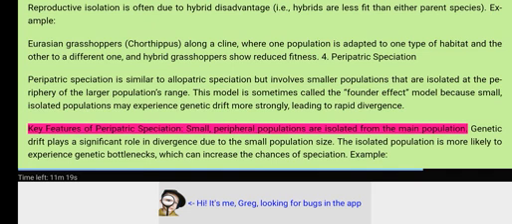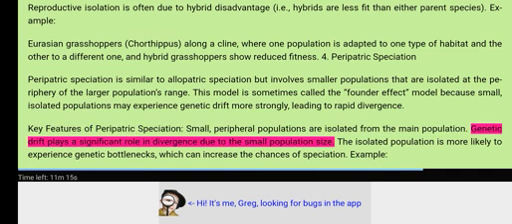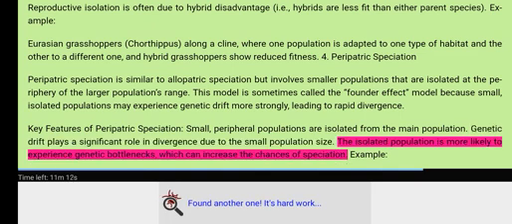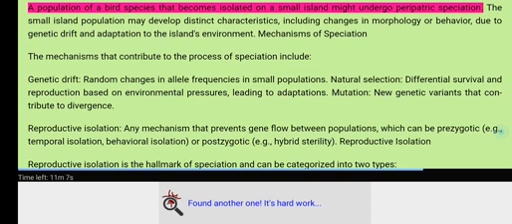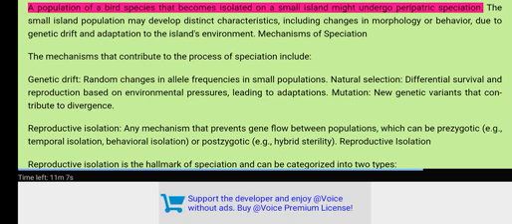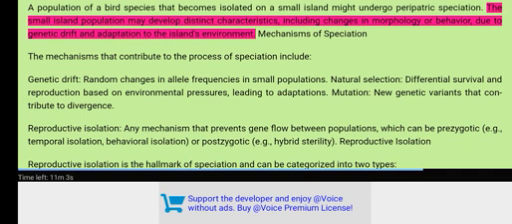Small, peripheral populations are isolated from the main population. Genetic drift plays a significant role in divergence due to the small population size. The isolated population is more likely to experience genetic bottlenecks, which can increase the chances of speciation. Example. A population of a bird species that becomes isolated on a small island might undergo peripatric speciation.